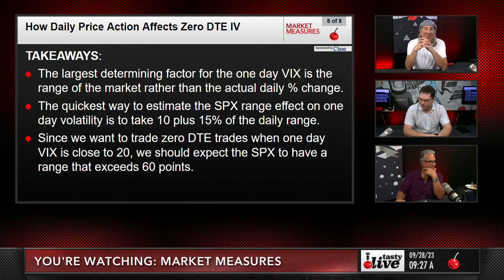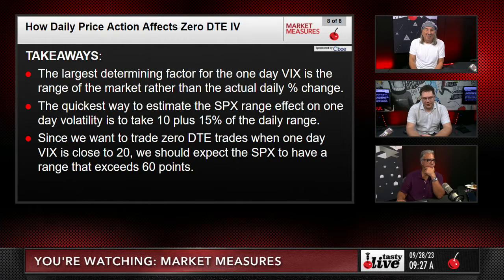And the quickest way to estimate the SPX range effect on 1 day volatility is to take 10 plus 15% of the daily range. Came up with a nice little formula. And then since we want to trade zero DTE trades when one-day VIX is close to 20, we should expect the SPX to have a range that exceeds 60 points.